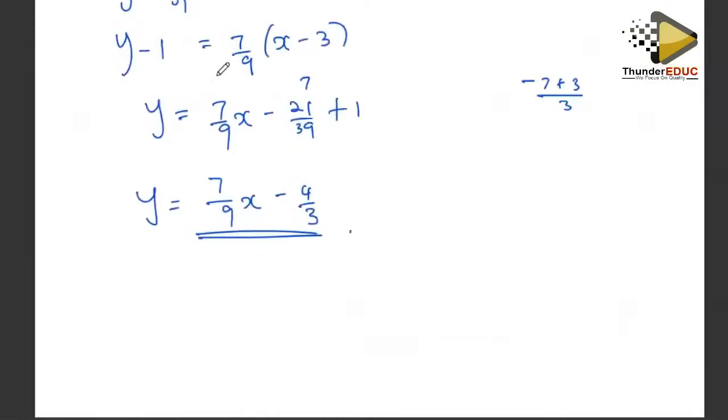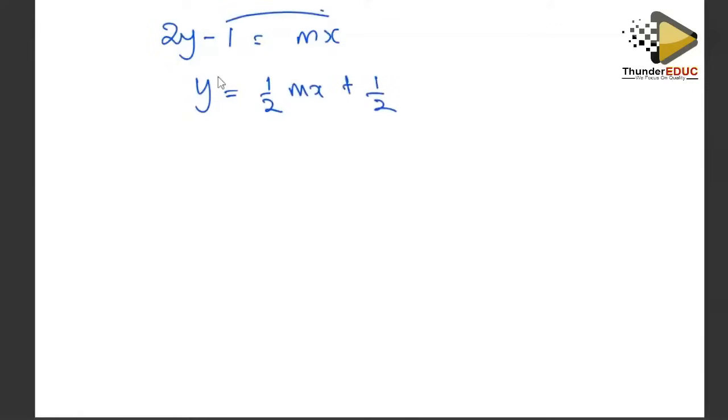2y minus 1 is equal to mx. Let's leave y on one side. So y is going to be a half m of x plus 1 over 2. So move this one that side, it will be mx plus 1. Okay, then divide through by 2. We shall get to this.